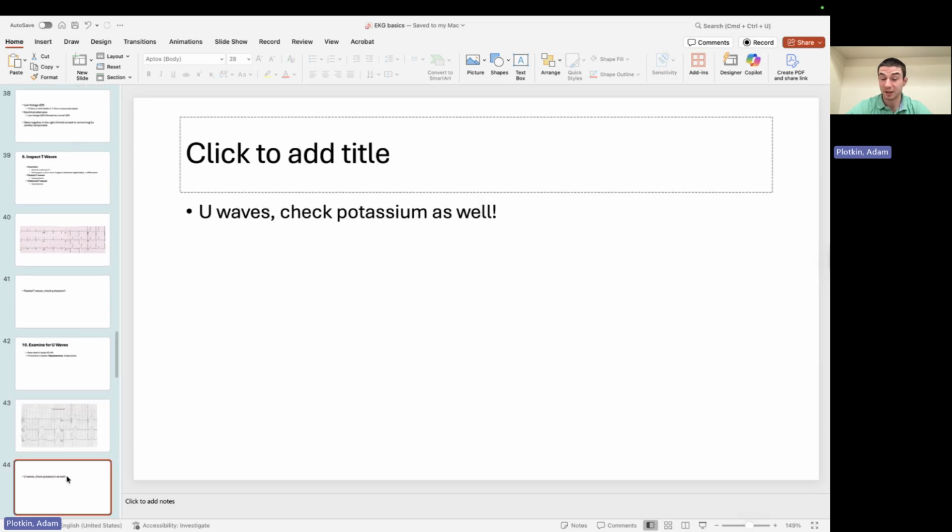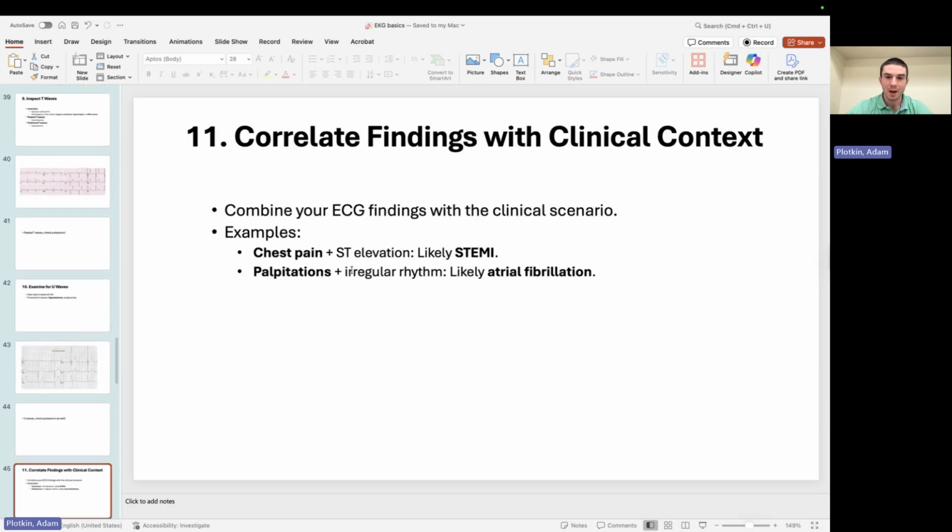I would definitely want to check this patient's potassium, right? And then we correlate with clinical findings. Oftentimes, you will have some sort of history on this patient. Every now and then, you know nothing about the patient, or someone just hands you a stack of EKGs and says evaluate. But for the sake of USMLE exams and your in-house exams, you'll have a vignette. So chest pain plus ST elevation, it's likely a STEMI. Palpitations plus an irregular rhythm, it's likely AFib.